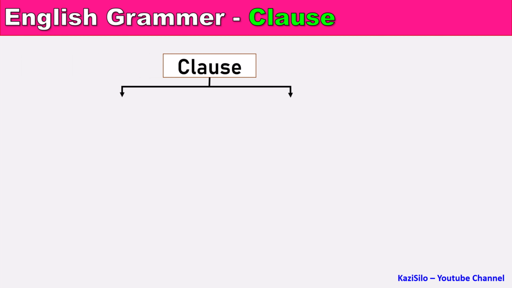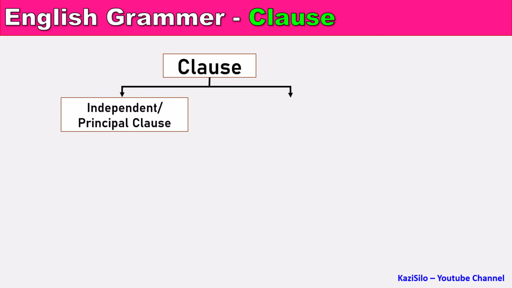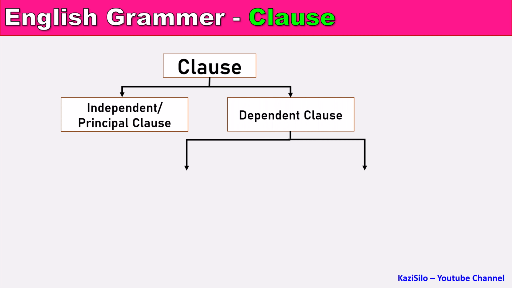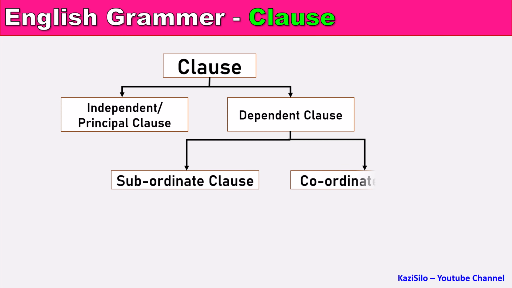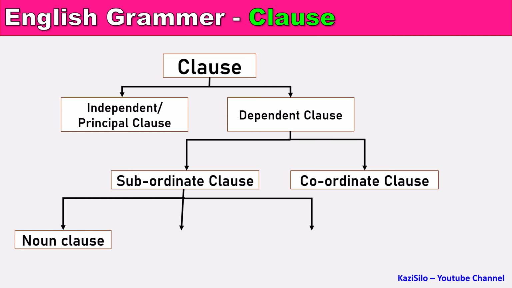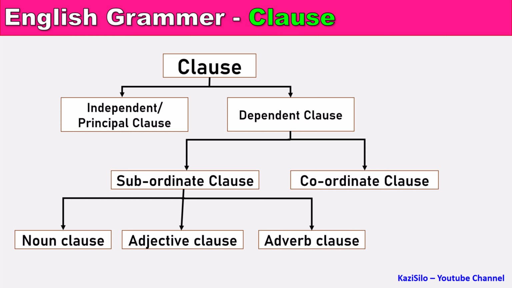Now let's see types of clause. There are two types: independent or principal clause and dependent clause. Dependent clause is also two types: subordinate clause and coordinate clause. Subordinate clause is also three types: noun clause, adjective clause, and adverb clause.